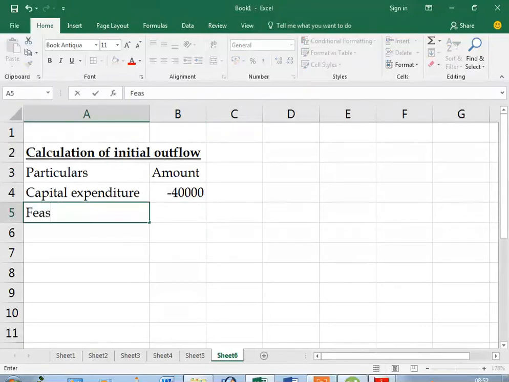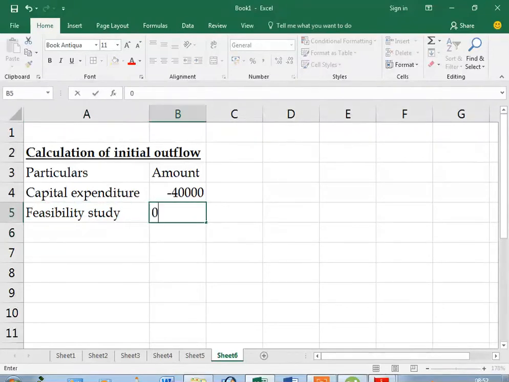Then feasibility study, 0. You can write an explanation, or in the feasibility study in brackets you can write sunk cost. This is technically called a sunk cost. Cost which has already been incurred.